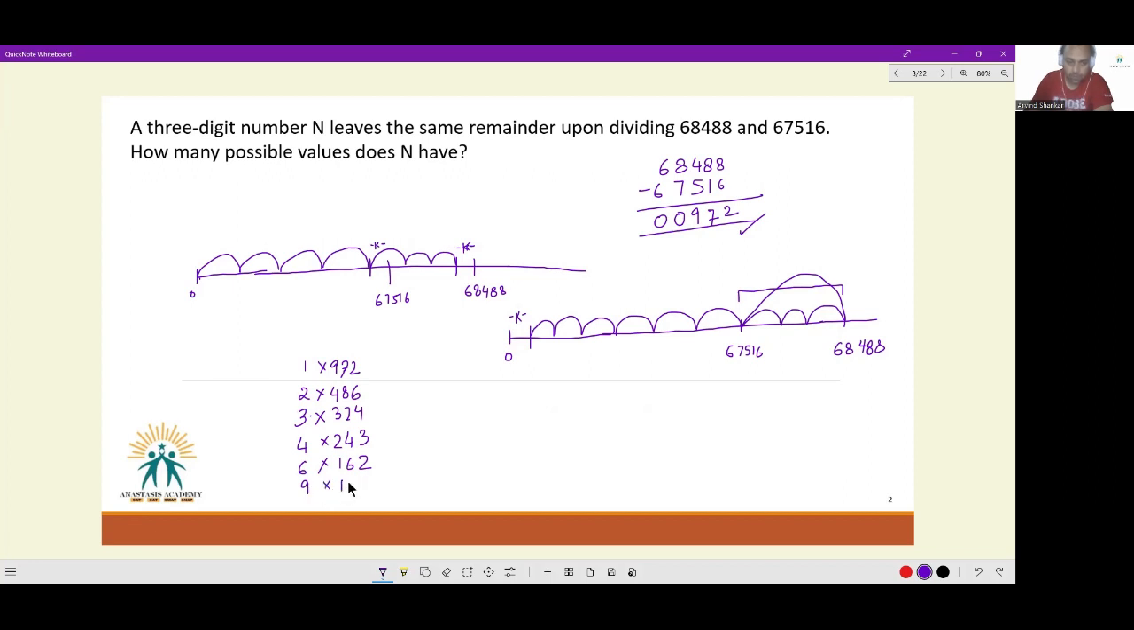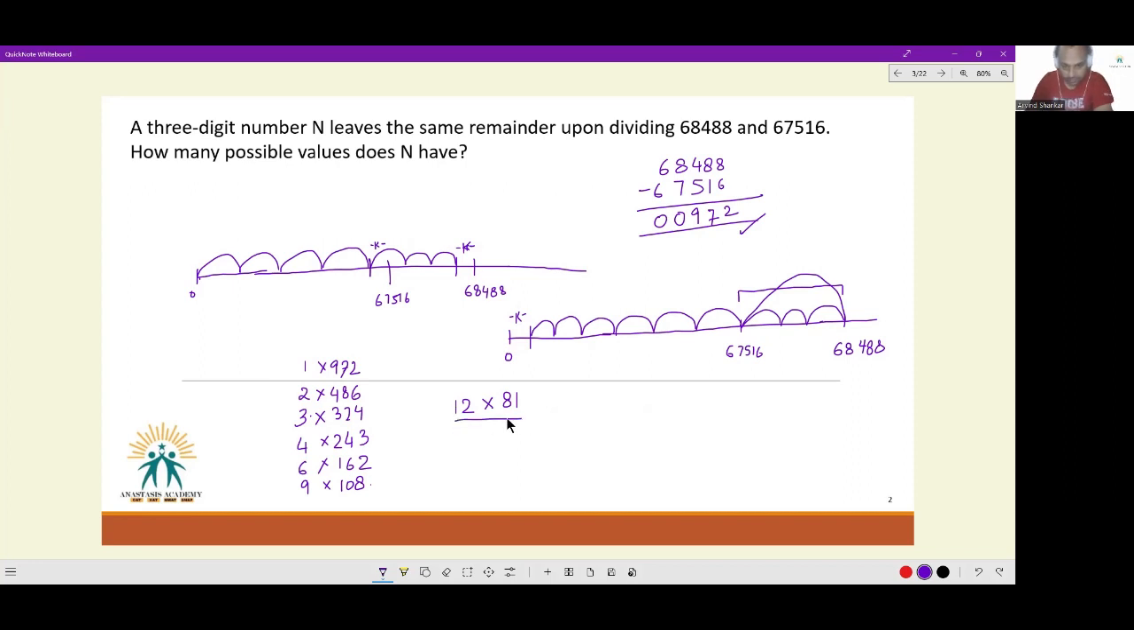9 into 108. 10 doesn't work. 11 doesn't work. 12 works. We get 12 into 81. In order to complete this entire list of factor generation, I can go even further. But remember, we needed only three-digit numbers.